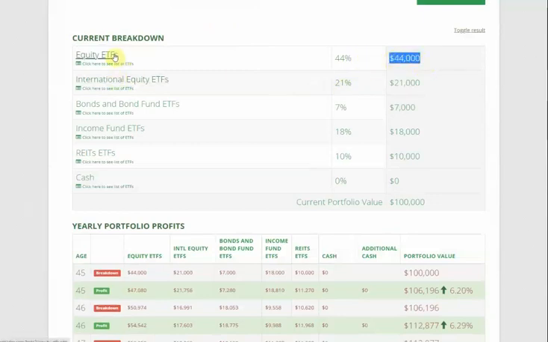should be in equity ETFs, not mutual funds, but ETFs. And we'll cover these in your class, and why it's important. 21% should be in international equity ETFs, 7% in bond funds, 18% in income funds, and these are just ones that pay like a dividend. 10% in REITs, which is real estate investments, and 0 in cash. Now, as you get older, these numbers change. They get heavier towards the bottom and lighter towards the top.